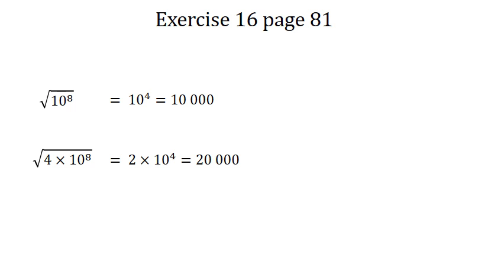Now, our final exercise for today is exercise 16, page 81 from your textbook. Same exercise. Radical of 10 power 8 is 10 power 4. Radical of 4 times 10 power 8 is, what's radical 4? It is 2. And radical 10 to the 8 is 10 to the 4. And they are kept multiplied by each other. So 2 times 10 to the 4, which is 20,000.